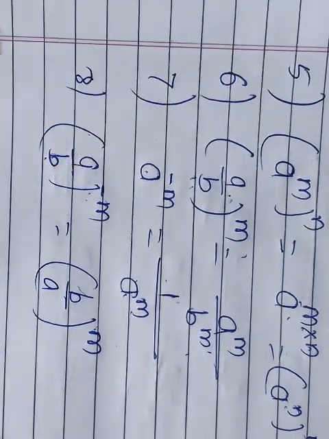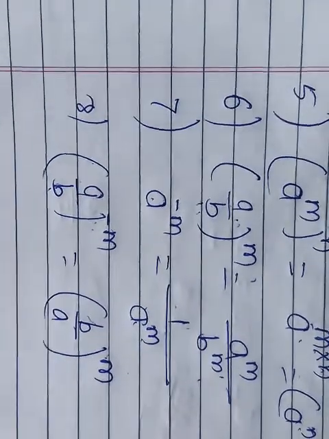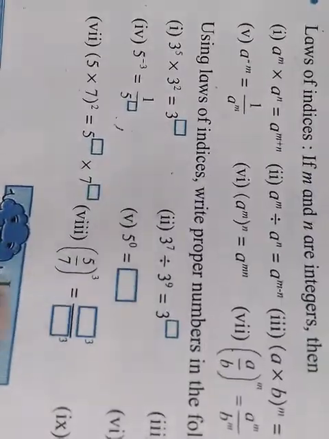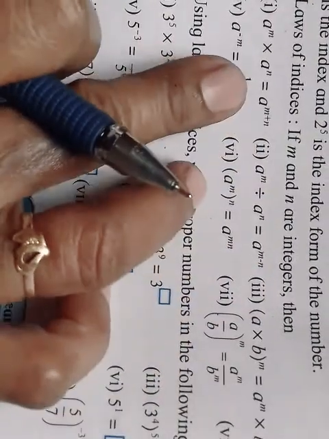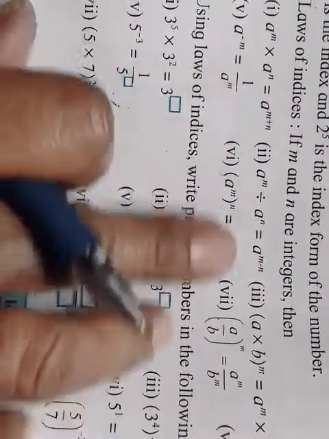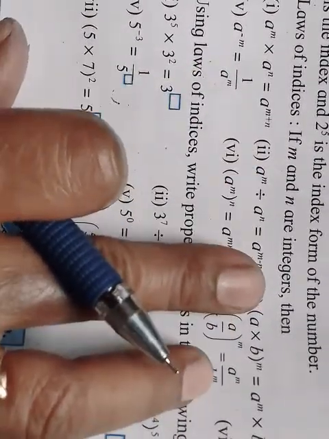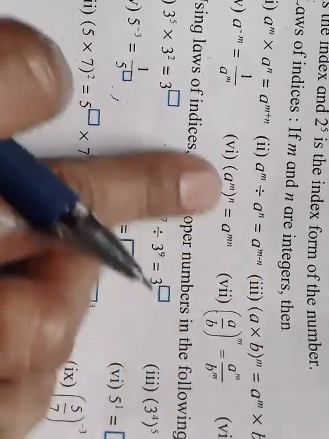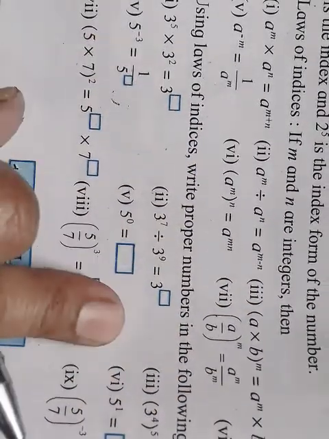These are the 8 rules we studied, and you also have to write their examples. In our textbook they are also given, page number 14. Here we can take the laws or rules. These are the laws of indices we studied. M and n are integers, means they may be negative, and there are sums given that you have to solve.